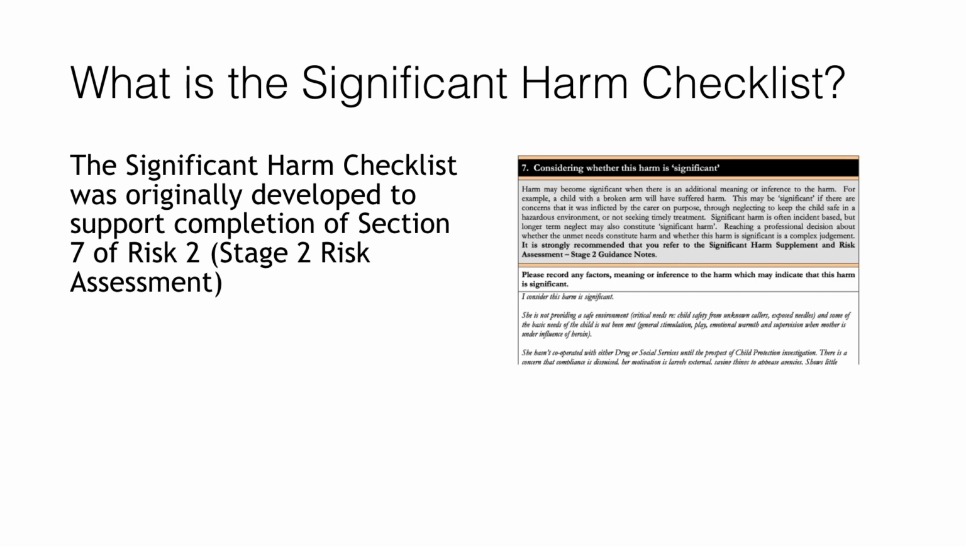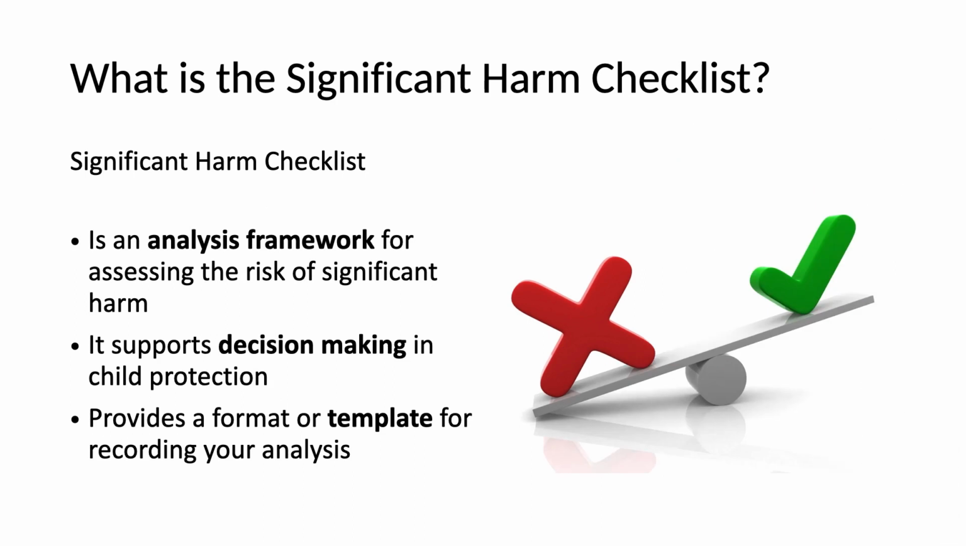Some authorities use it as part of Section 47 inquiries and case conference reports. Its focus is narrower than Risk 2 and is sometimes used separately to the Risk 2 assessments. In many ways, being more focused and having fewer aspects to consider saves practitioners time and can be used as a quick reference to support decision making. So, what is it?